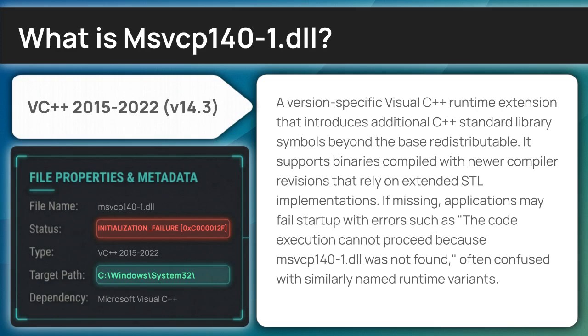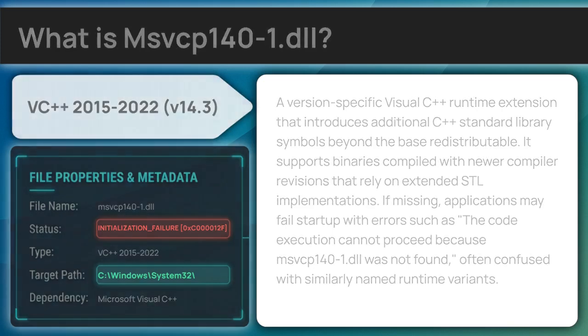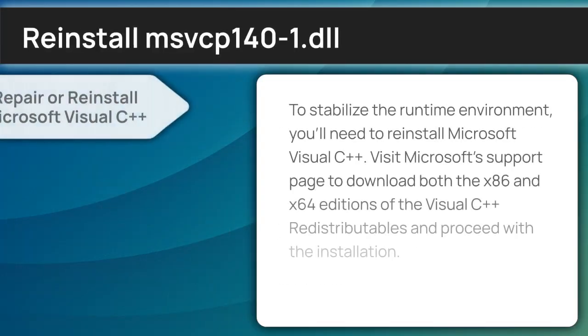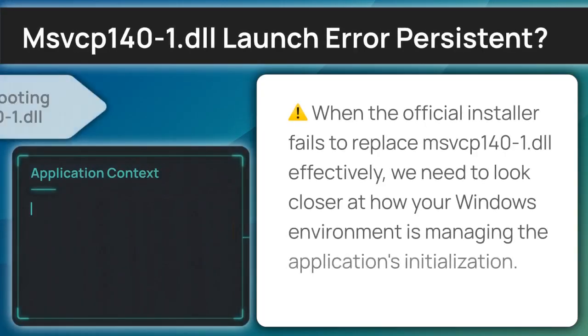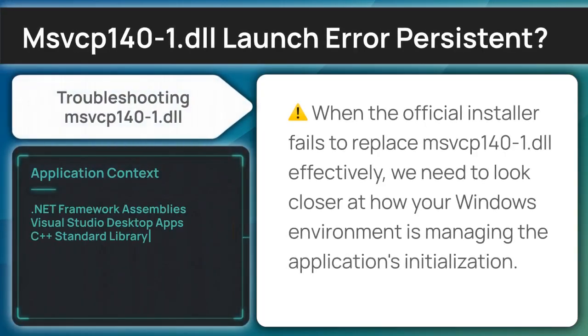Since we've covered what this file is, let's move to the primary fix. To stabilize the runtime environment, you'll need to reinstall Microsoft Visual C++. Visit Microsoft's support page to download both the x86 and x64 editions of the Visual C++ redistributables and proceed with the installation. If the installer was unable to bridge the gap, we will move to phase 2 of our diagnostic to refresh the system's memory.